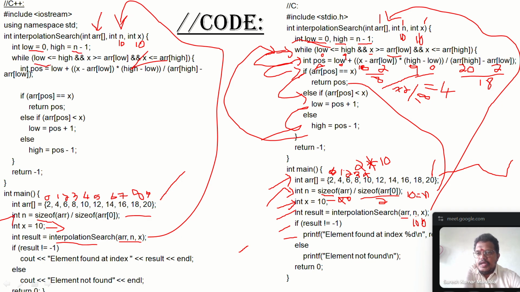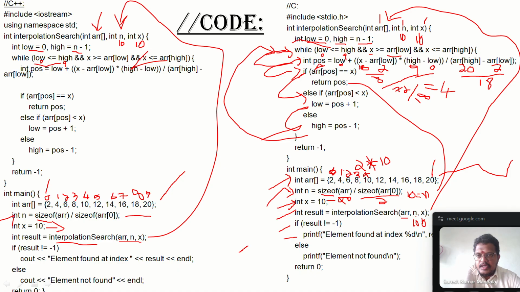While loop: low less than or equal to high. Yes, low is 0 and high is 9. That condition we are checking, and the conditions are here: x, the target value, is 10. Is 10 greater than arr of low? What is the value of arr of low? 2. That condition is true, 10 is greater than 2.